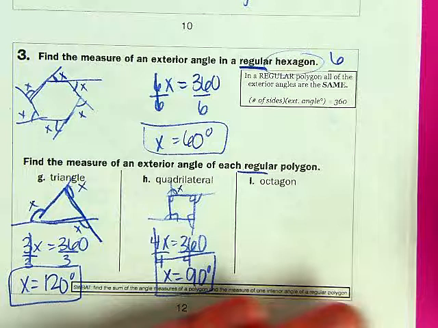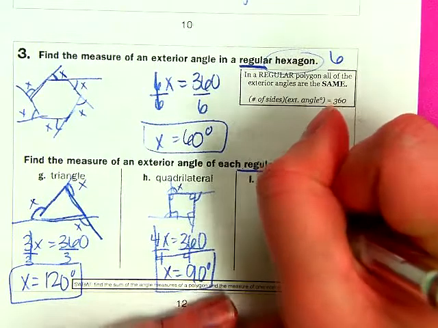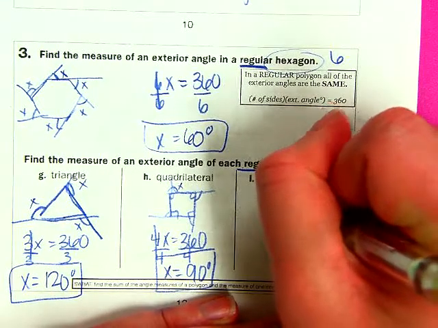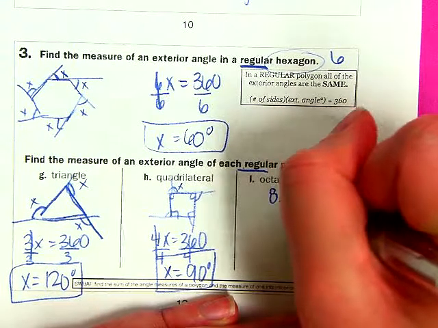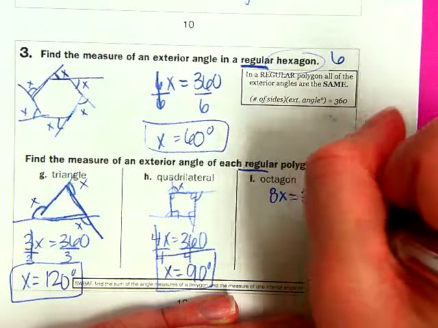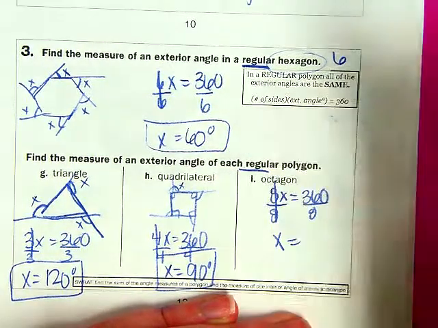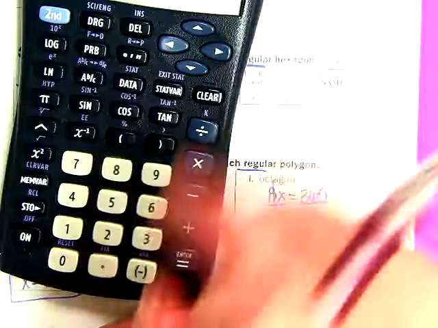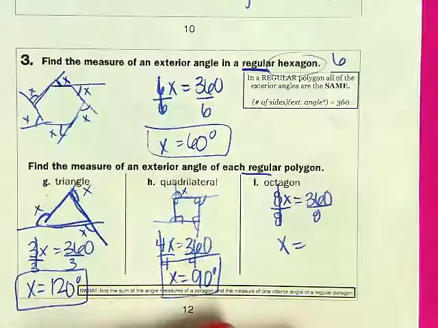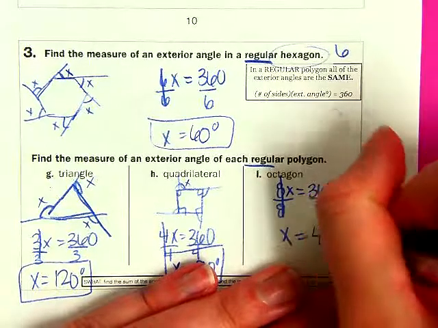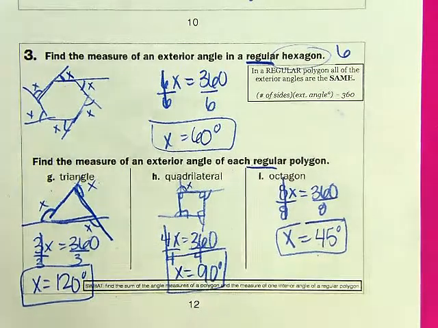Octagon, not going to draw that. Octagon has 8 sides. It would have 8 angles. They'd all be the same. So 8 angles times some amount of degrees has to equal 360. Divide both sides by 8. We'd end up with x equals 45 degrees. There we go. Remember, those are all regular.